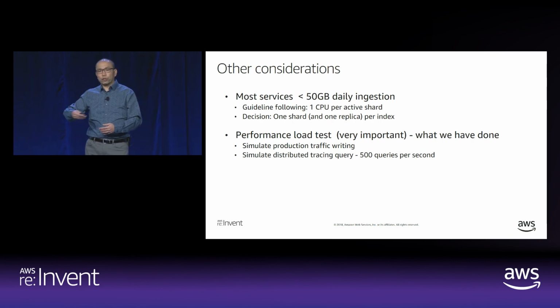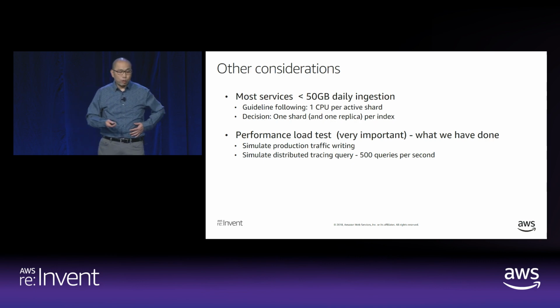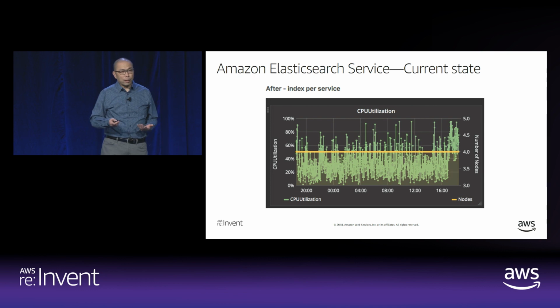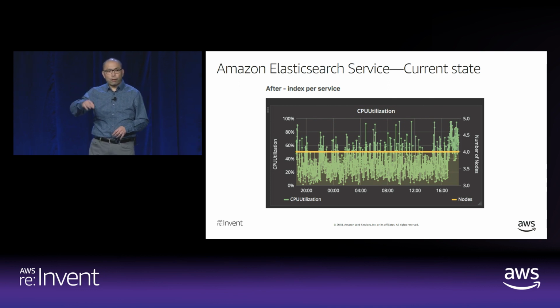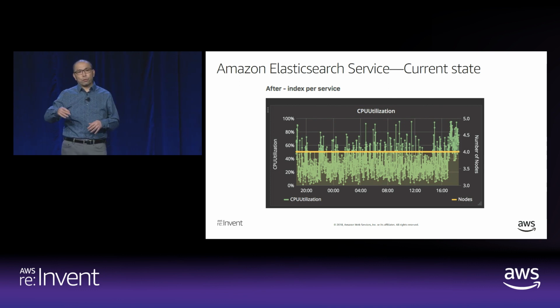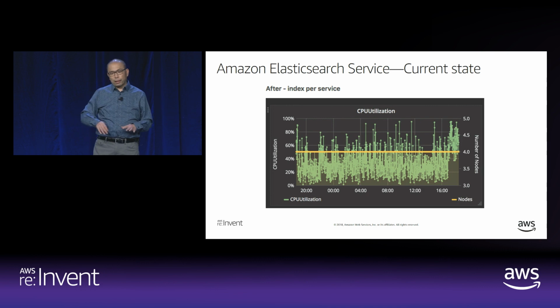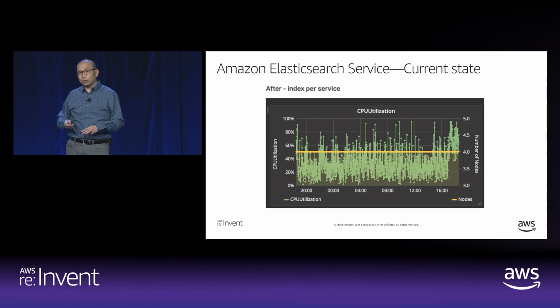And we did tons of performance load tests to make sure some of the hypotheses hold. We have a set of regression performance load tests that we keep running. So at this point, we feel pretty good about the current status of things. You can see this is the current state of our setup. Most of the time, the CPU is around 40 to 50%. So we are not underutilizing things, and at the same time, we are not making things too crazy.